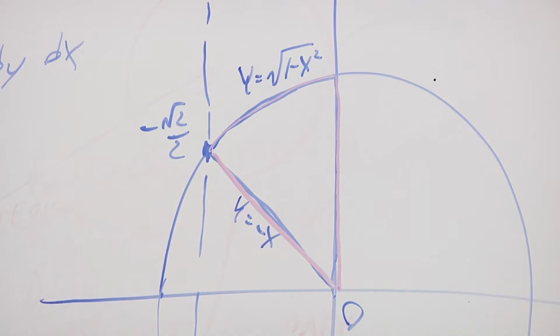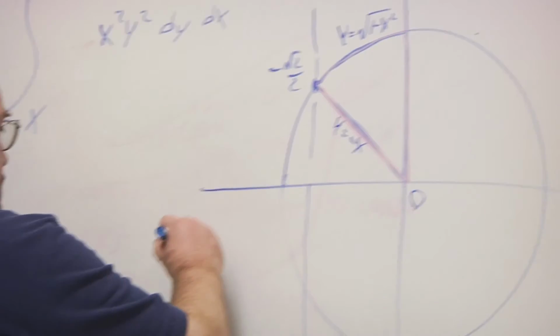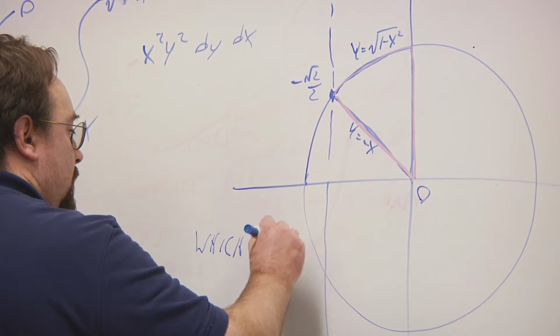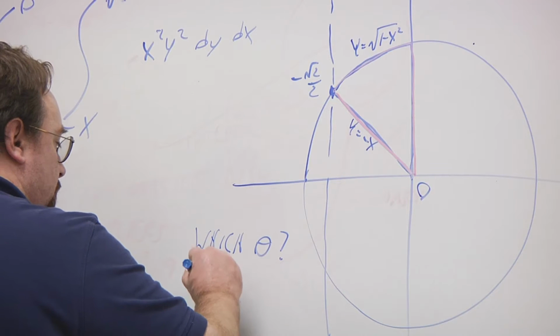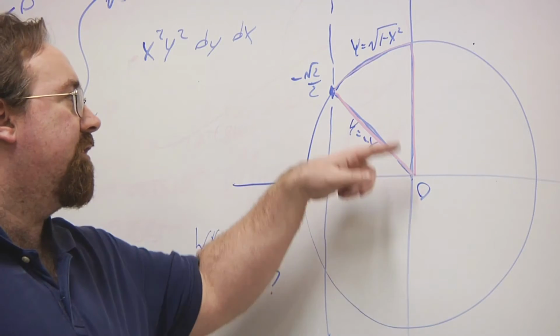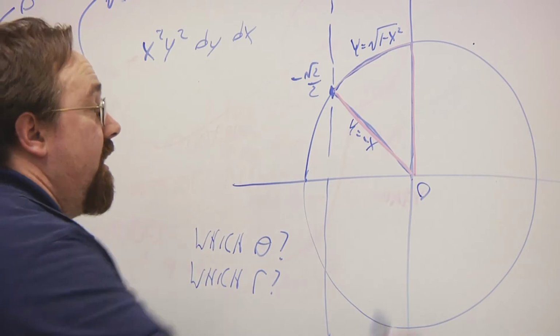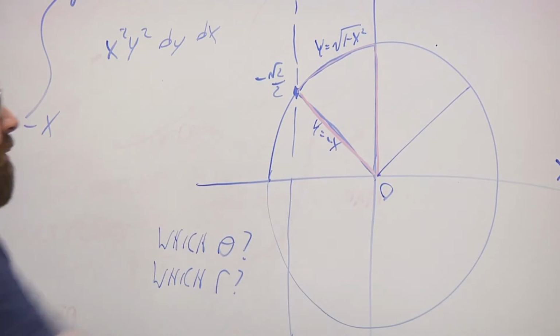So for polar coordinates, you want to ask yourself, what angles theta does this region include? And which points are what distances away from the origin? Because out here we have a circle of radius 1, so that's all the points r equals 1. So which r is included, which theta is included, and that will tell you what your limits are.